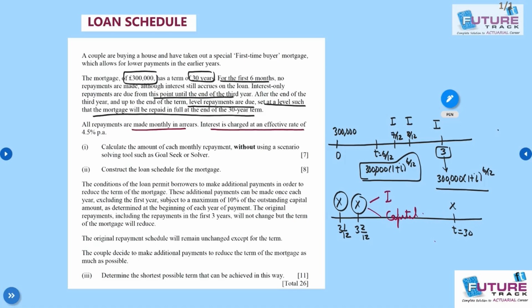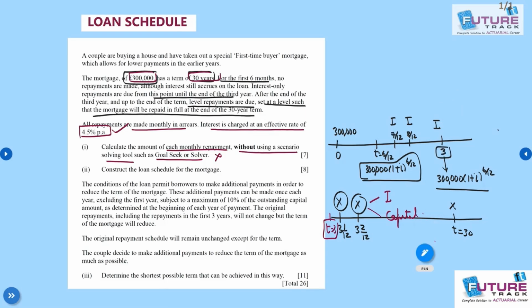Interest is charged at an effective rate of 4.5% per annum. So class, 3 lakh is the loan, it is for 30 years, interest is 4.5. The installments start from the third year. These are the things which you have to take care of. Now class, what it says: calculate the amount of each monthly repayment without using a scenario solving tool, goal seek or solver. Class, we do not have to solve it that way, we have to do it in the proper way.